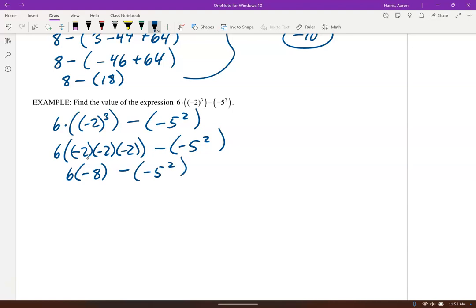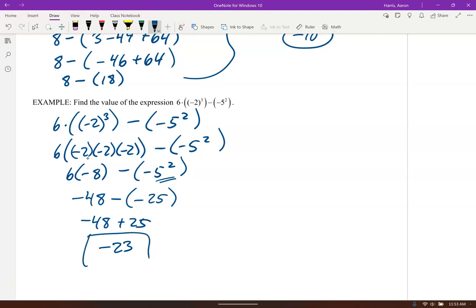6 times negative 8 gives us negative 48 minus negative, and then I do the 5 squared. Remember, I'm doing the 5 squared first. That's 25. Then I apply the negative out front. So I got negative 48 plus 25. So it looks like I got, what, negative 23 on that.